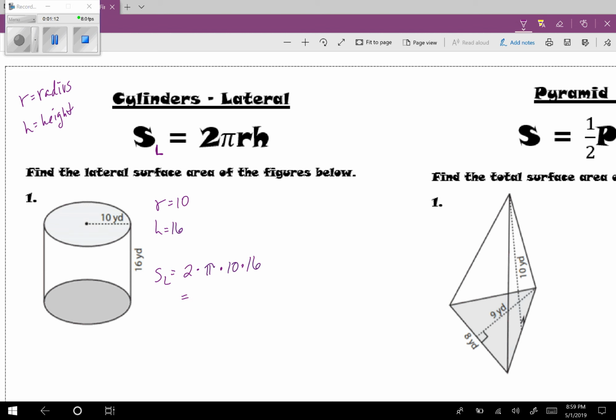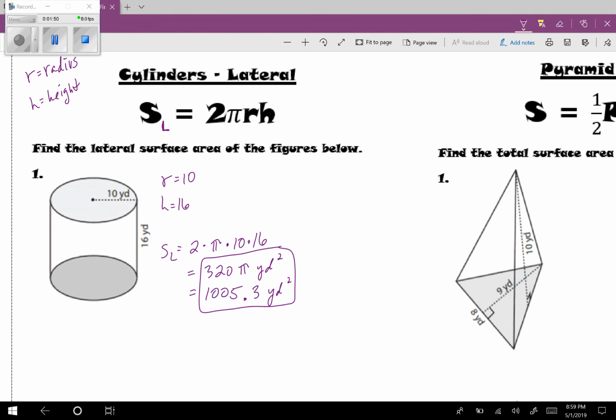Now I'm going to do this both ways. I'm going to leave it in terms of pi, and then I'm also going to give you the decimal answer. So in terms of pi, you multiply everything together except for the pi. So you do 10 times 16 times 2, which gives you 320, and that's pi. And it's yards squared because it's surface area. And then if you plug in 320 pi into the calculator, you'll get 1005, and then when you round it, you'll get 0.3, and again, it's yards squared. So depending upon what the assignment says, you leave it in terms of pi, or you round it to the nearest tenth.